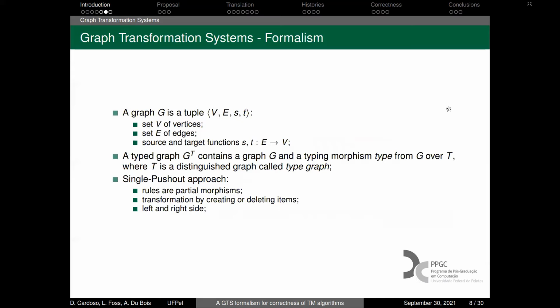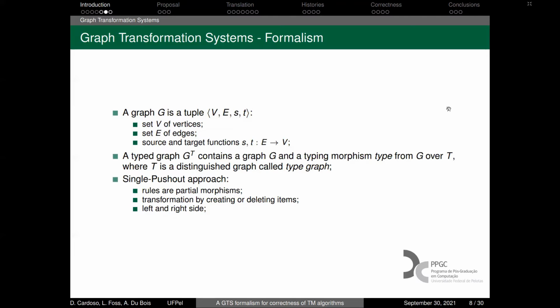Here's a formalism of GTS. It says that a graph G is a tuple with a list of vertices, a list of edges, and two functions, sources and targets. There's also the notion of a typed graph, which is applied to every graph in the system. It basically says how a graph should be constructed. What is the correct way of constructing a graph?